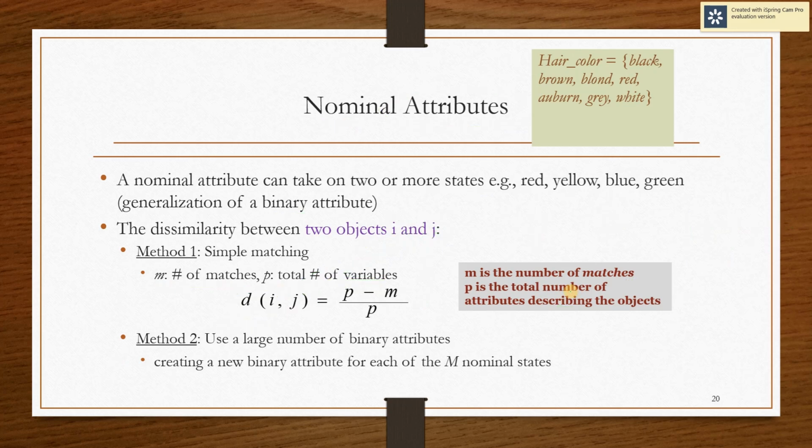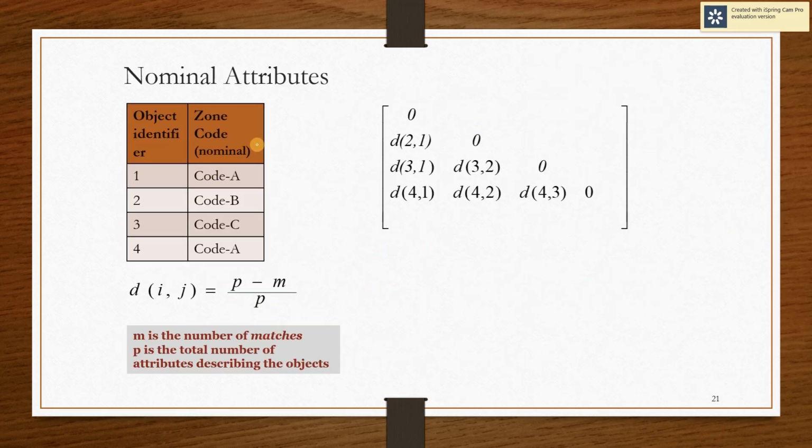Let us take a look at it in detail. Let's say you have only one attribute. We will ignore this object identifier because it is like an ID and it doesn't make any difference to our clustering. So this is our attribute A1, and we have only one attribute. If we have one attribute, what is our p here? p here would be 1, because p is the total number of attributes describing the object. What about m here? m is the number of matches. Take a look at here.